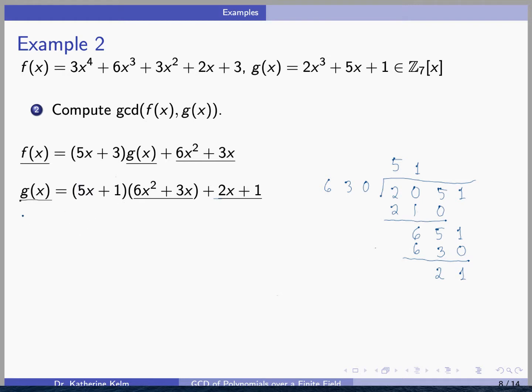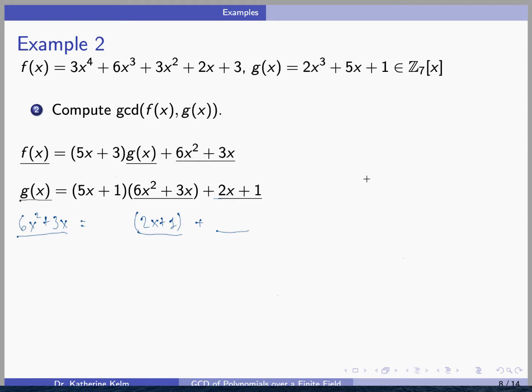So now we divide 6x squared plus 3x by 2x plus 1 to get quotient and remainder. And I'll just go through that quickly, but you're welcome to pause the video and work it out for yourself more slowly if you need to.